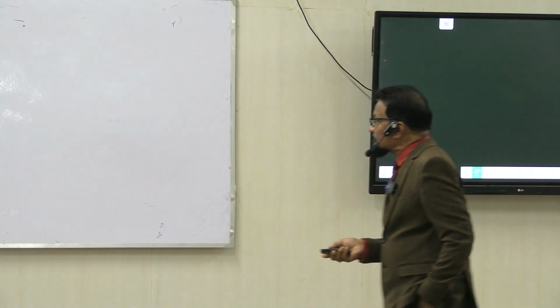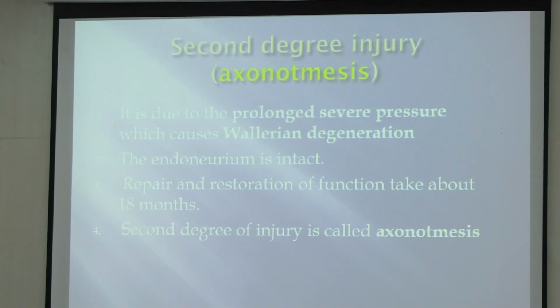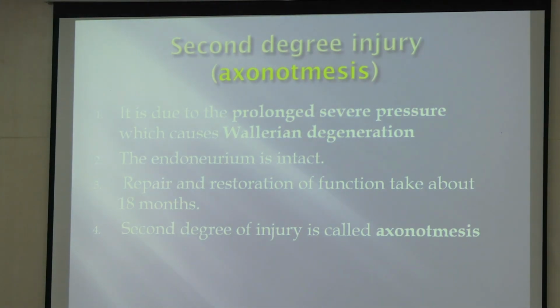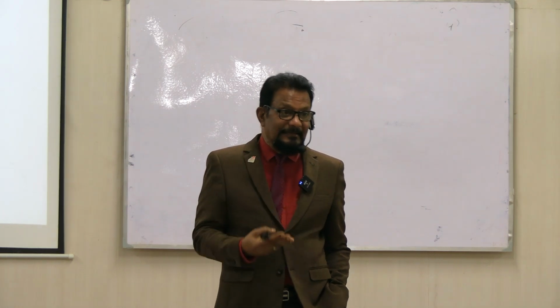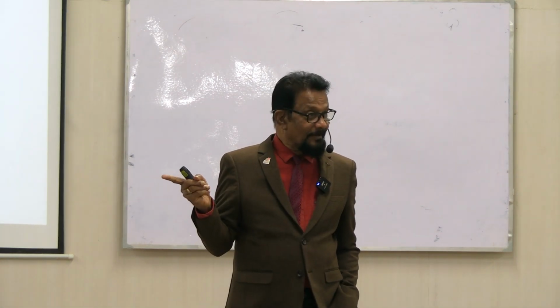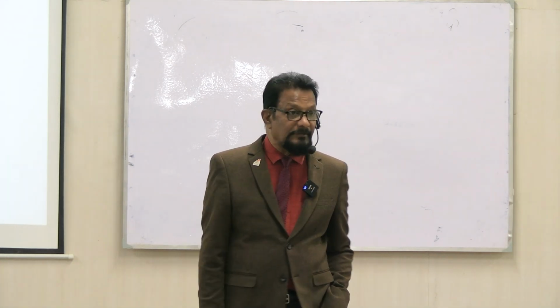First degree injury is called neuropraxia, Seddon's neuropraxia. Let us see the second degree injury. The second degree injury is due to prolonged and severe pressure. Suppose I keep pressurizing here, there will be changes in the distal part, and we will see Wallerian degeneration. We will see the different degenerative processes here. This means there will be degeneration of the nerve, a physical, morphological, pathological change in the distal part of the injury.